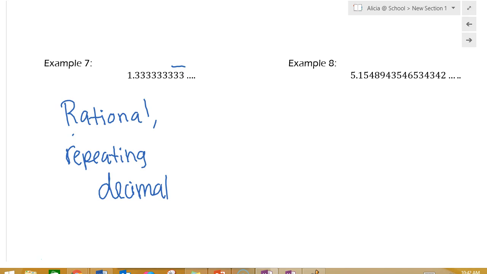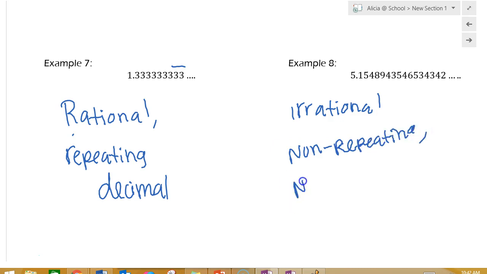Kind of like number 8. We see that there is no pattern, right? There's not a repeat of the same number over and over again. So number 8 is an irrational. Why? Well, because it's non-repeating. And it's actually non-terminating, right? It keeps going on forever. I see those dots at the end. Non-terminating decimal.